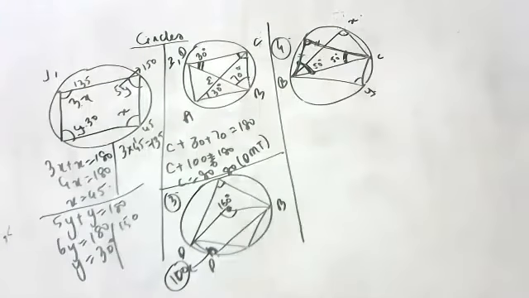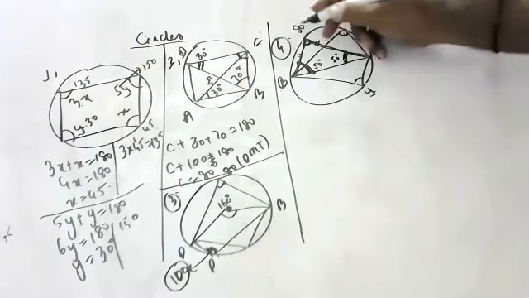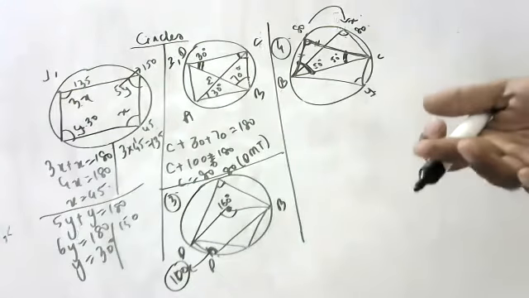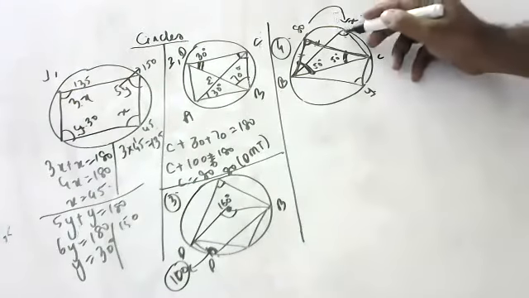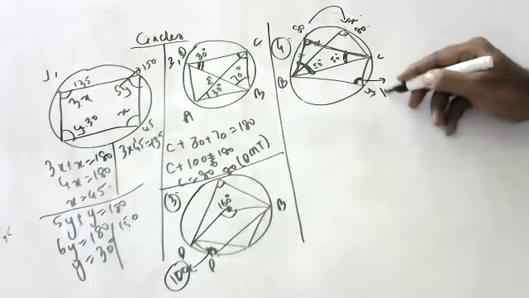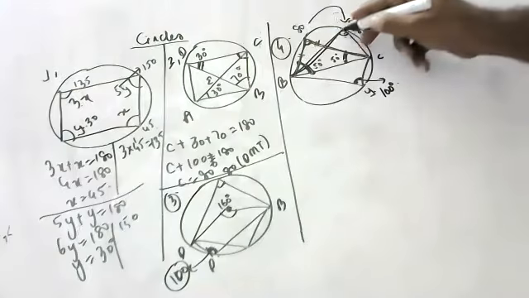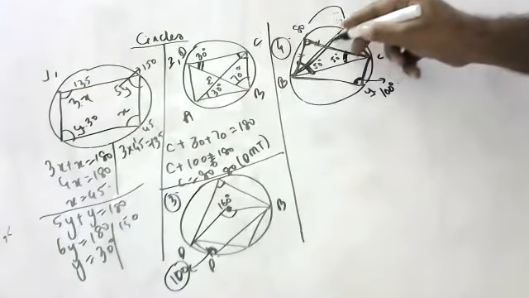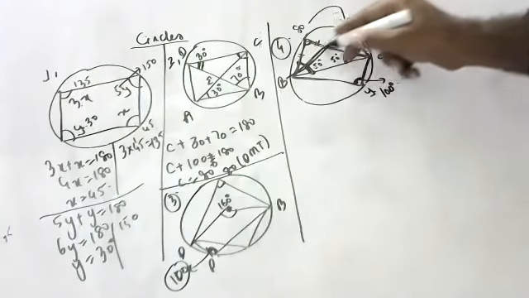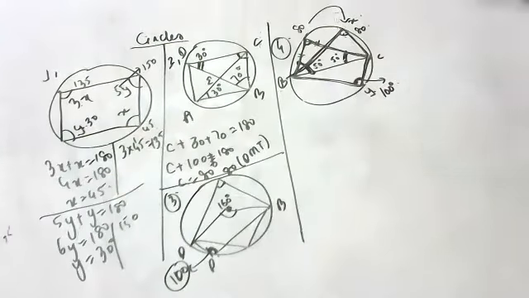By angle sum property, what will this be? 80, sir. If this is 80, what will this be? 80. Why? Angles in the same segment are equal. If this is 80, what will this be? Half of it, 40. Okay, 100. In a cyclic quadrilateral, opposite angles are supplementary.